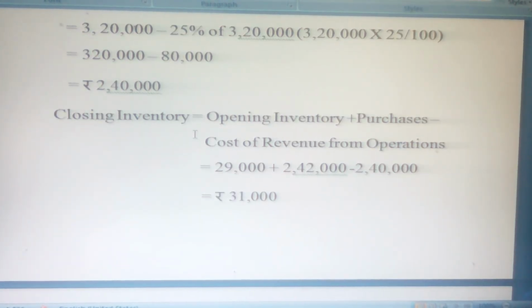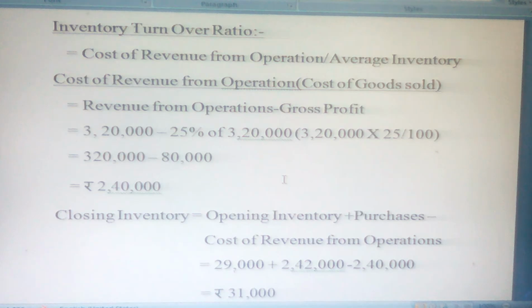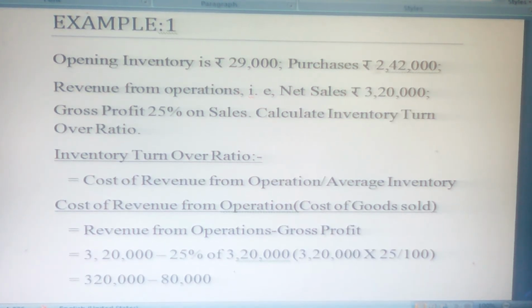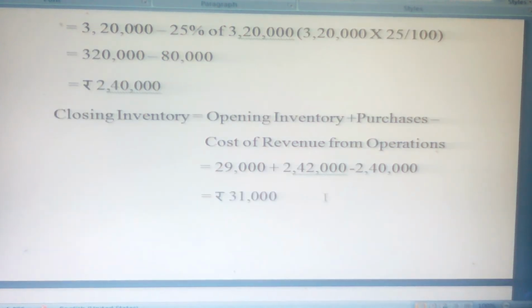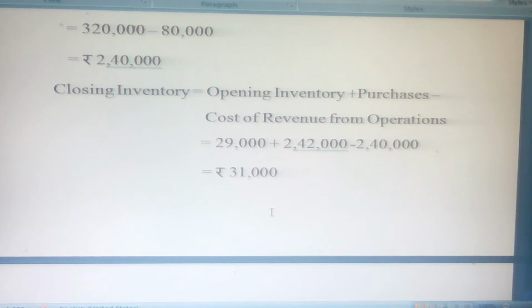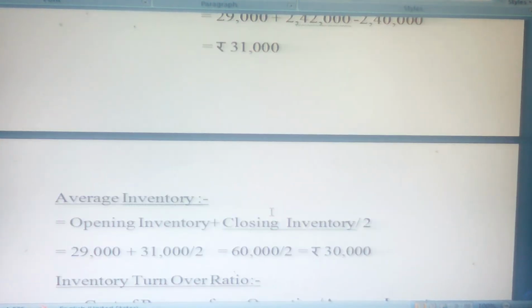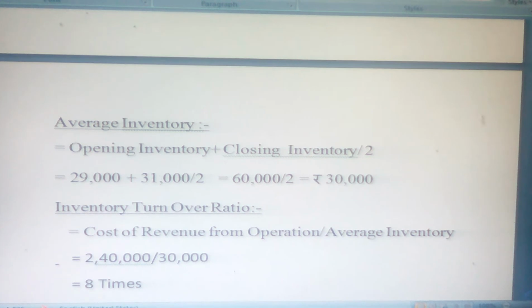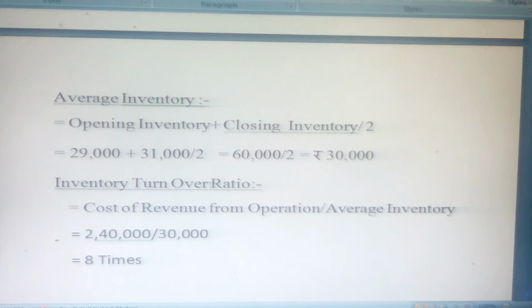As you know, for the closing inventory you have to form the equation: opening inventory plus purchases minus cost of revenue from operations. Just now we got cost of revenue from operations. Opening inventory 29,000 from the given problem, then purchases 2,42,000, that's what we are going to substitute here, then minus 2,40,000. Now we get closing inventory 31,000. Now we are going to calculate average inventory. Opening inventory 29,000, closing inventory 31,000, divided by 2. So 60,000 divided by 2, we get 30,000.